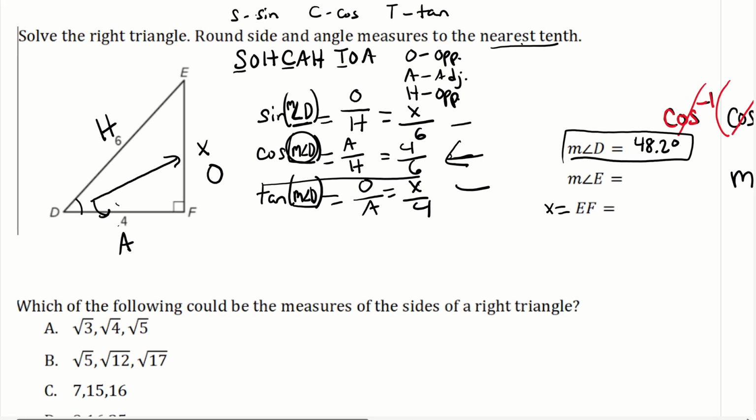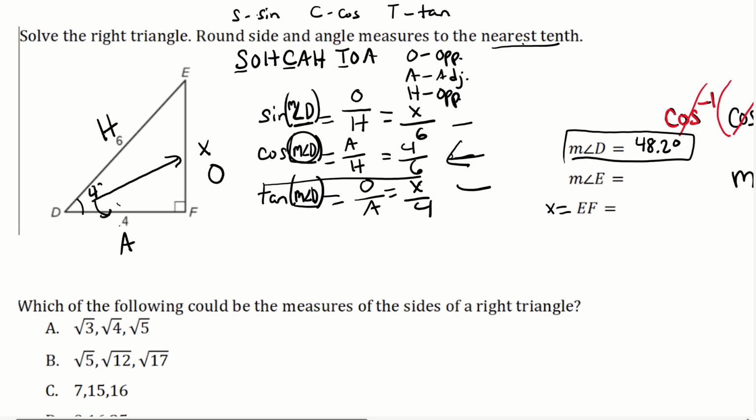So now we know that this is 48.2 degrees, and this is 90. Then we can figure out what E is. The angles in a triangle add up to 180 degrees. So to find angle E, we would simply do 180 minus the other two angles, 90 and 48.2, because they have to add up to 180. So I subtract those from 180 to get the other one. All right, so then I get that.